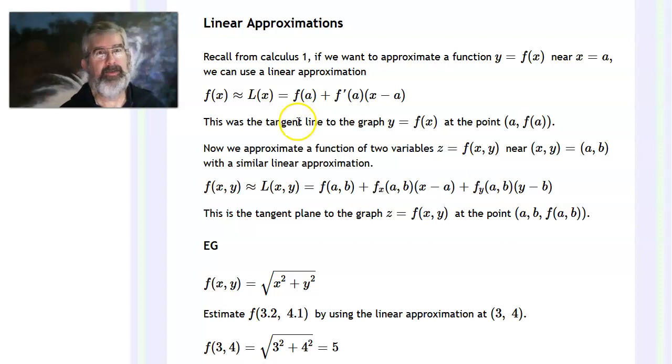But it turns out we have another name for it too. It's called the tangent line, right? So at the point a comma f of a, this line matched the function, right? It's the tangent line.